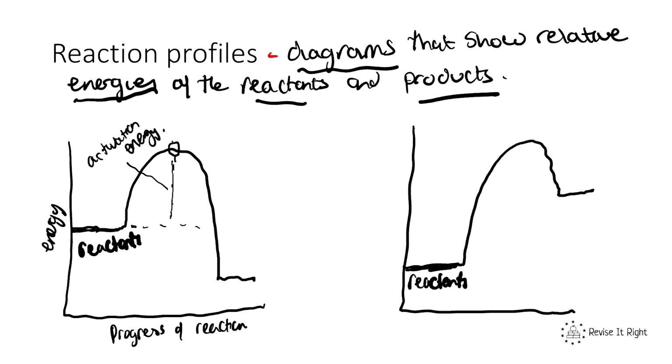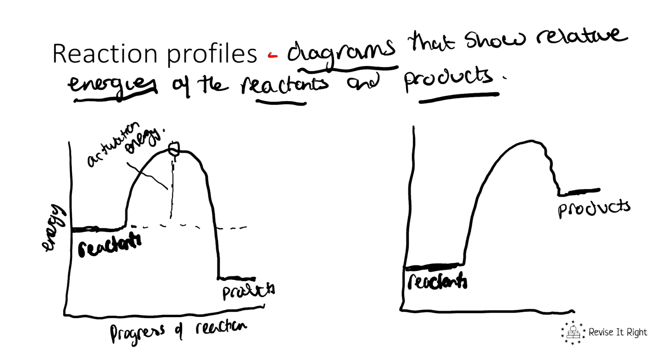Activation energy is the minimum amount of energy the reactants need to collide with each other and to react. So really the minimum amount of energy needed for the reactants to actually react. That's what we mean by activation energy. And the second line on both of our diagrams represents the energy of our products. That's how much energy our products have after the reaction has taken place.